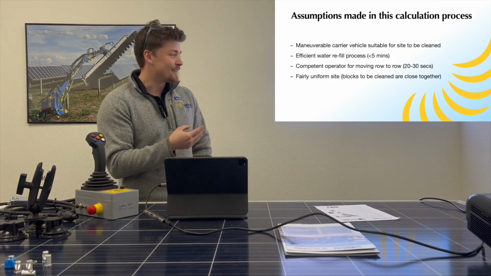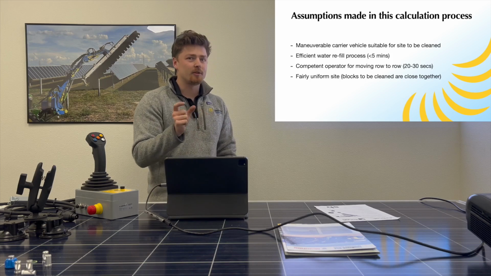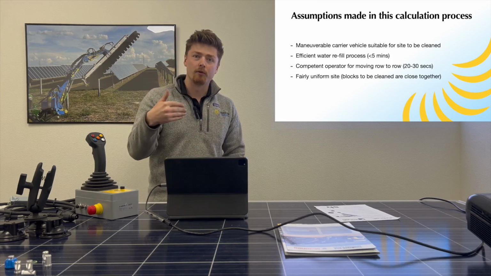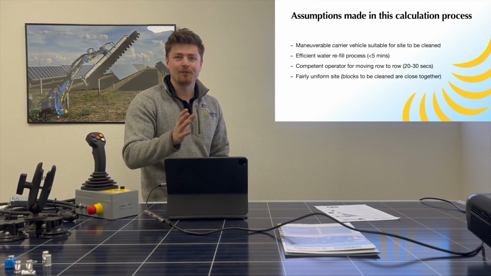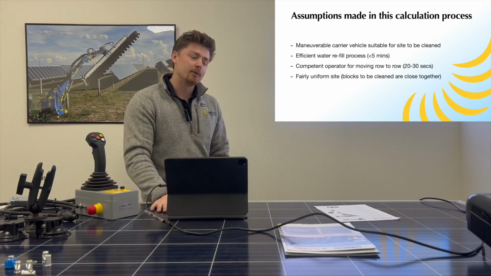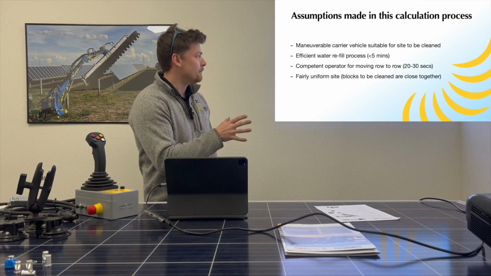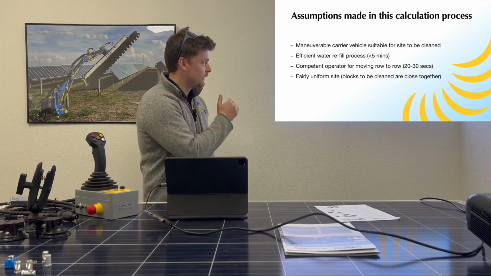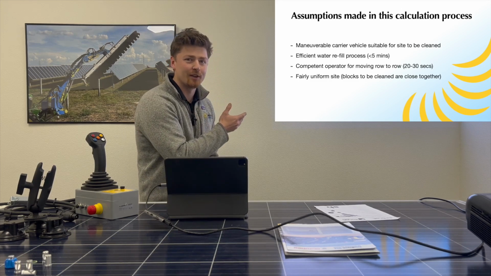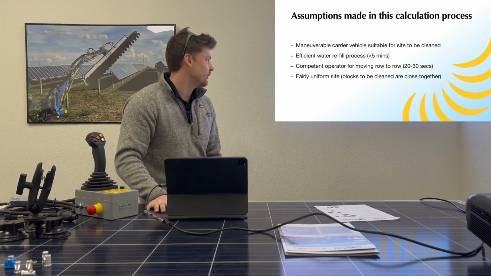The next thing is a competent operator for moving from row to row. Ideally we have maybe 20 to 30 seconds from coming off one row onto the next row, which is certainly doable. It may not be possible in your first few days of driving the machine, but once you've had your training and got comfortable with the machine, changing rows can get pretty quick. Your first day, you may not hit these targets, but once you've got dialed in and made progress, you certainly should be able to.